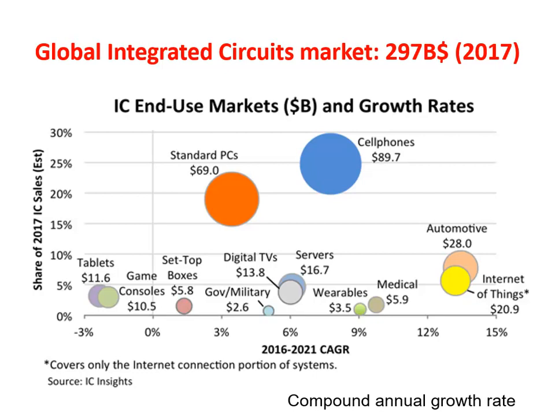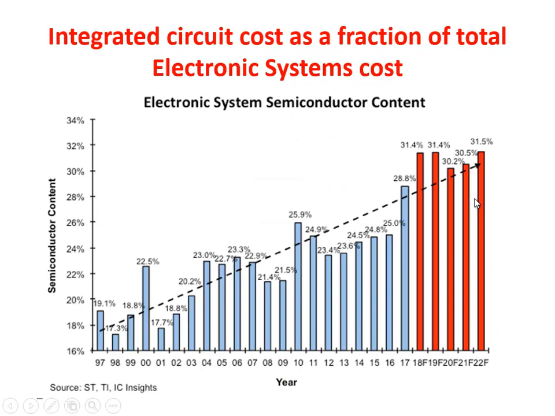But they, especially in terms of cost, represent an increasing share of the cost of an electronic system, and therefore of the overall market. And this is increasing. You look at this plot from the same report. This is the dollar value of the semiconductor content in electronic systems as a function of time. So from 97 to 17, 18, so the red is the future, of course. This is a report from December 17.